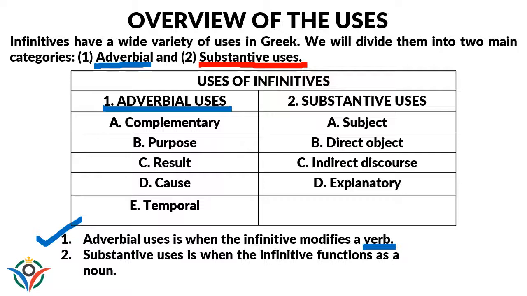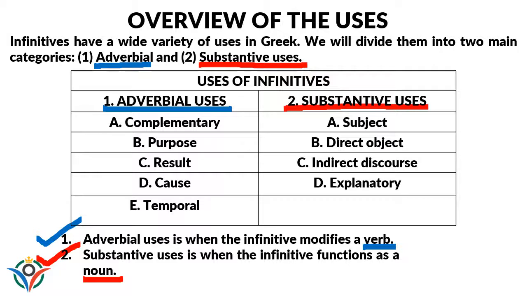And when we speak about substantive uses, what we're saying there is that the infinitive will function as a noun in the sentence. Remember that infinitives are verbal nouns. They have characteristics that are part verb and sometimes part noun. And this is where those characteristics come into play when we look at the uses of the infinitives. All right, so we have adverbial and substantive uses.